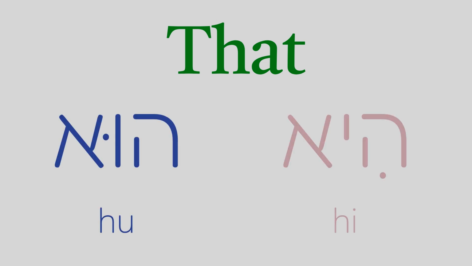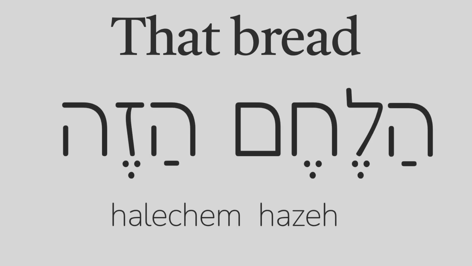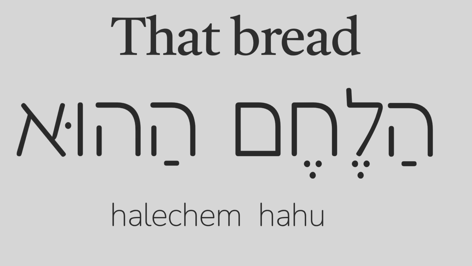In modern Hebrew, you may only want to use them to emphasize the far distance from that thing. It turns out we already know the masculine and feminine forms of that, because they are also the words for he and she, hu and hi. So if we wanted to say that bread, we would have the same structure as halechem hazeh, this bread, but we switch out the ze for hu, the masculine form of that, halechem hahu.